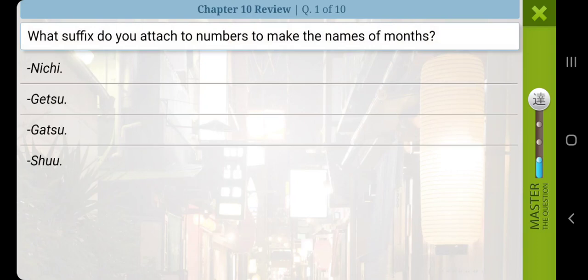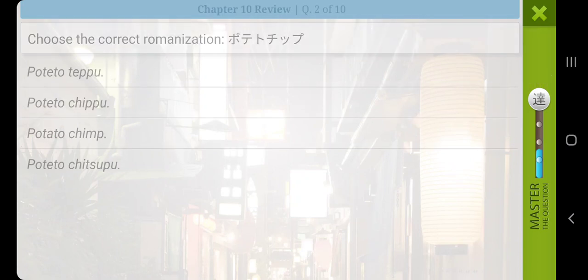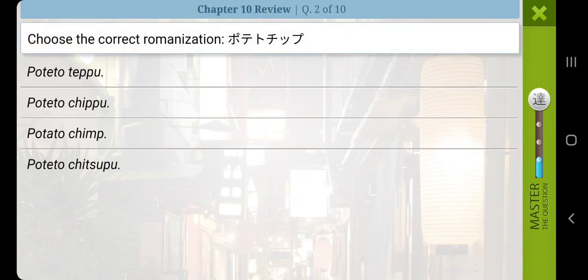What suffix do you attach to numbers to make the names of the month? Gatsu. Yatta! Nigatsu. Please choose the correct romanization so we get Po, and the rest is kind of strange, but I know we got another Maru at the end there, so it's probably Pu at the end. We're going with Potetochipu.